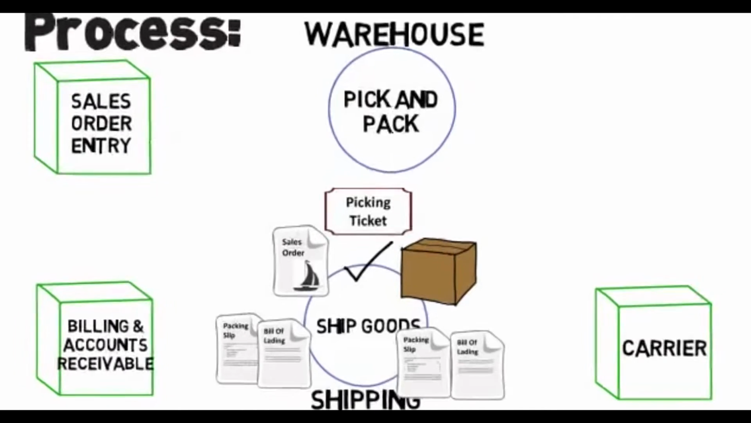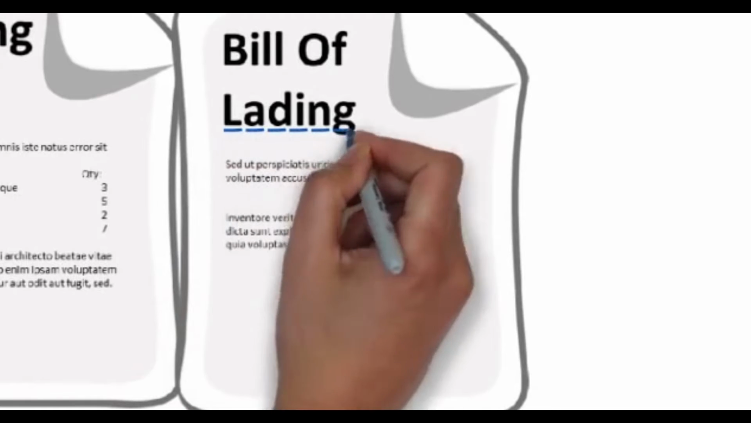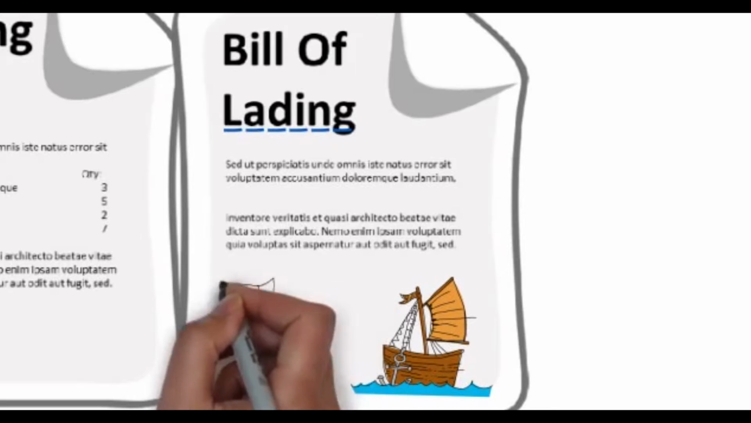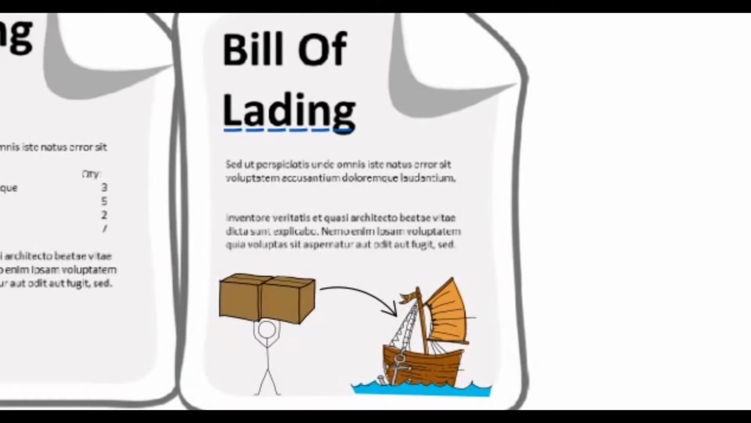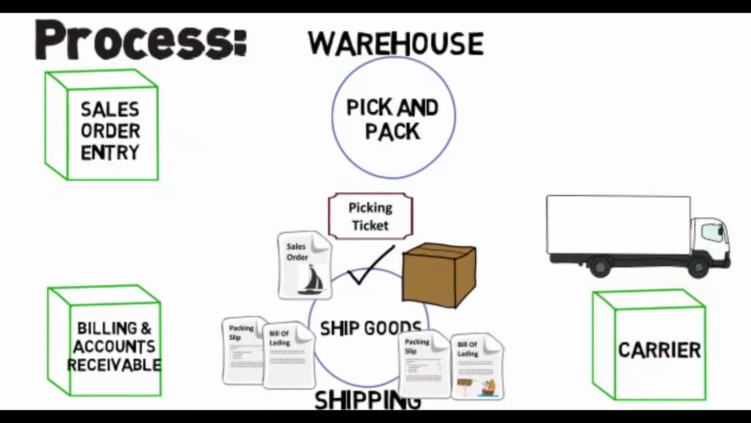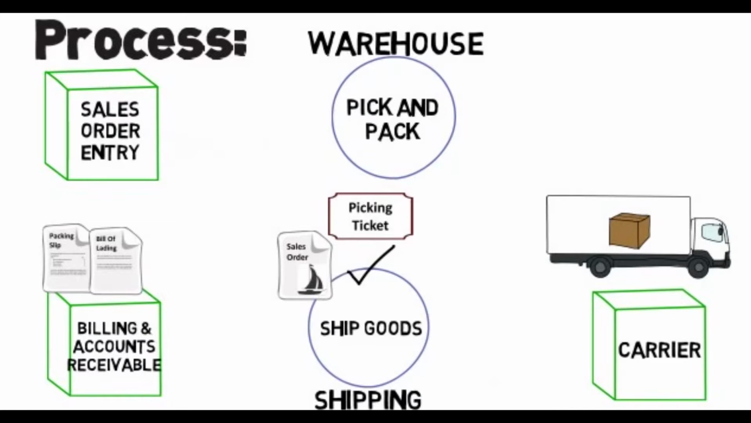Now, you probably know what a packing slip is, but you may not have heard of a bill of lading. It's a legal contract that defines responsibility of the goods in transit. The word lading means the action or process of loading a ship or other vessel with cargo. So when you hear lading, think loading. Thus, the bill of lading defines who's responsible after the loading has taken place. The goods are then given to the carrier along with the bill of lading and the packing slip. The copies of the bill of lading and packing slip are then sent to billing and accounts receivable.